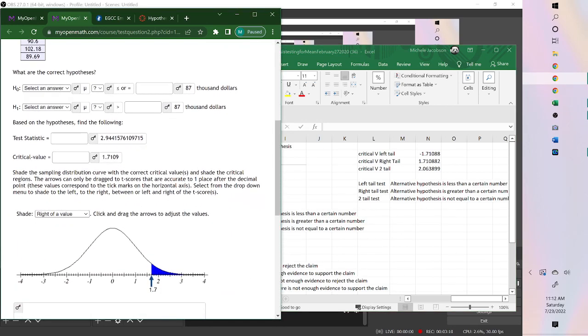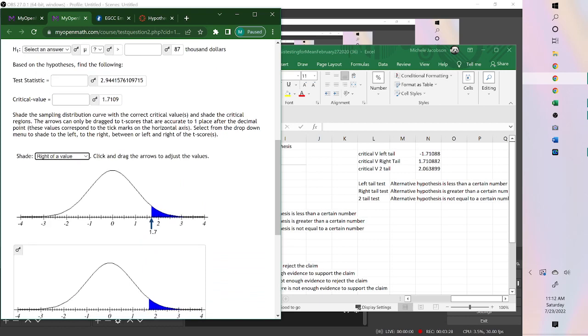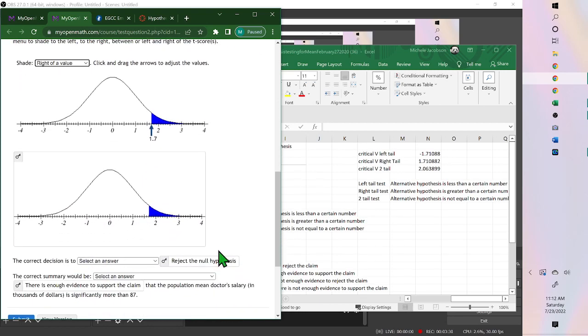Because it's right tail, it's the right value. If it was less than, it would be the left value here. But it's right. And then the number, we want the 1.71. I guess that's the closest we're going to get. 1.71.